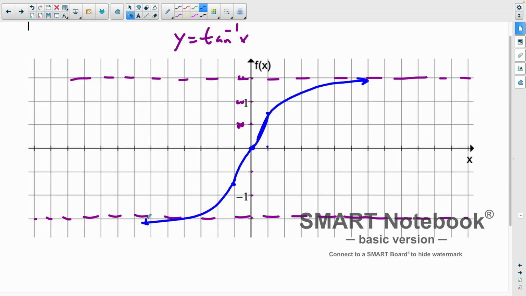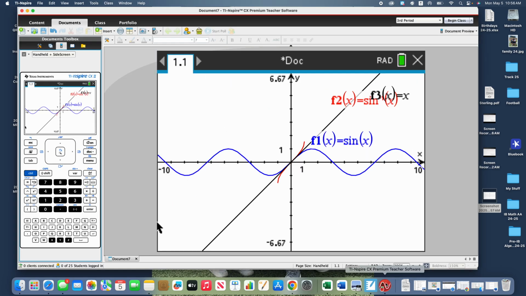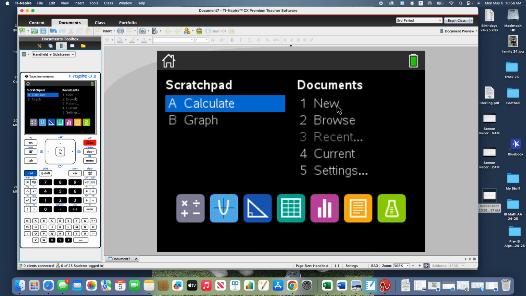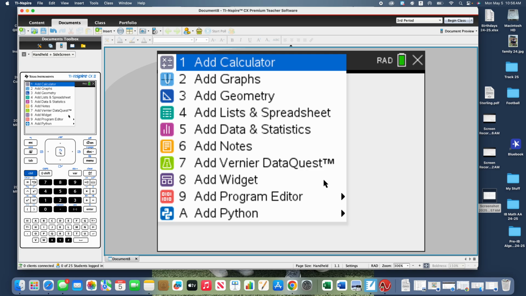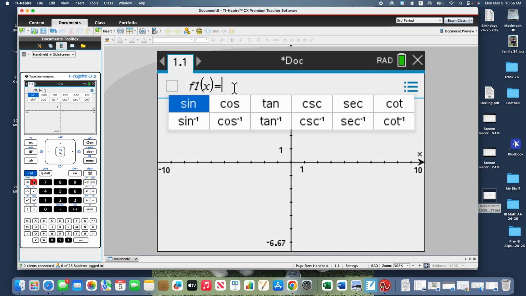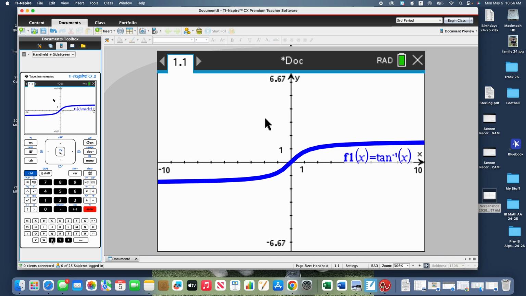Now, again, I can go to my calculator and graph that. I'm going to start new. I don't want to save that. I'm going to add a graph, and I'm going to do the inverse tangent graph, the one that we just graphed there. So if we do the inverse tangent, then that does look very similar to what we just graphed there.